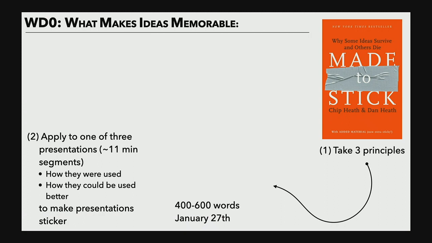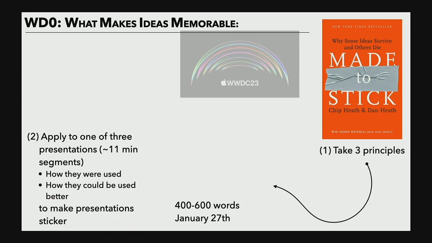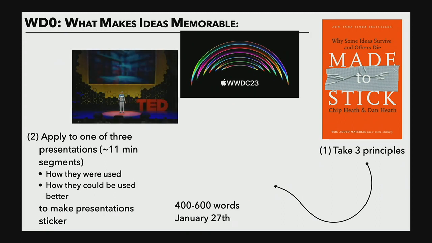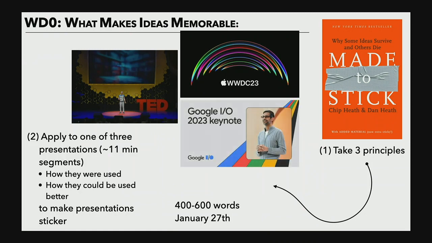The presentations that we have, I think, are really good ones for this year. They're part of the Apple Vision Pro introduction at WWDC 2023. They're Ilya Sutskever's talk on the perils and opportunities of artificial general intelligence from the TED Talk. And then also the part of Google I/O 2023 that talks about corporate responsibility in their AI products. So this is about a 400 to 600 word assignment that's due on January 27th.